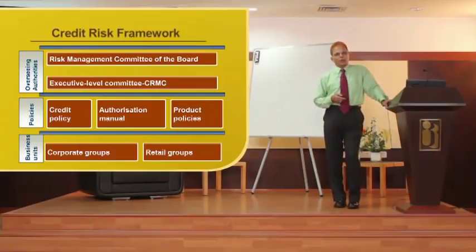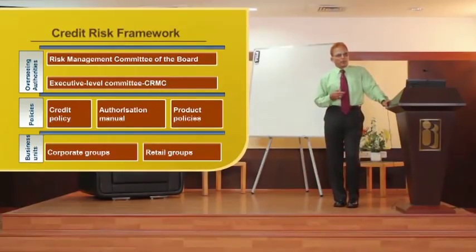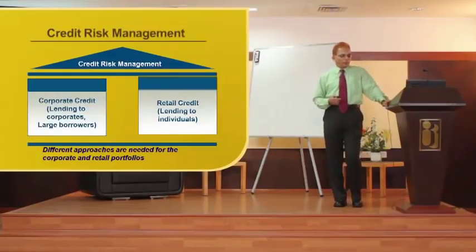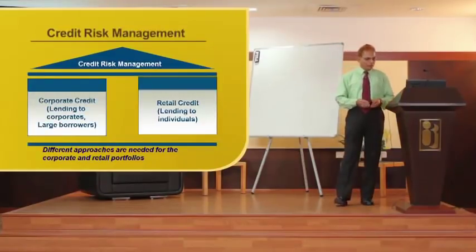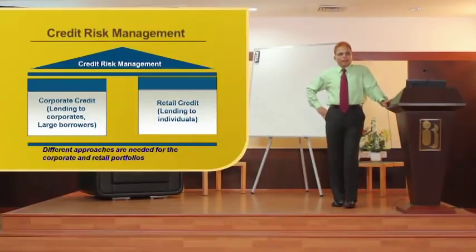One is the corporate group and the other is the retail group. Corporate group is the one which generally deals with proposals which are of higher denomination. Now, the credit risk management, again, when we say about credit, broadly we can divide them into a corporate group and retail group.